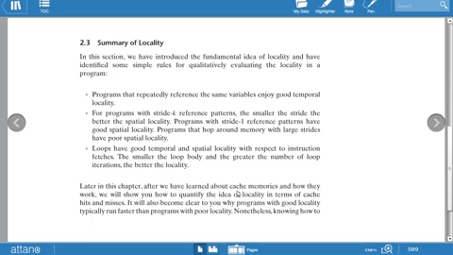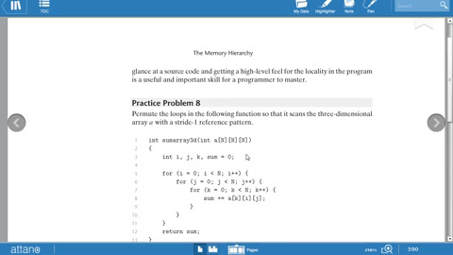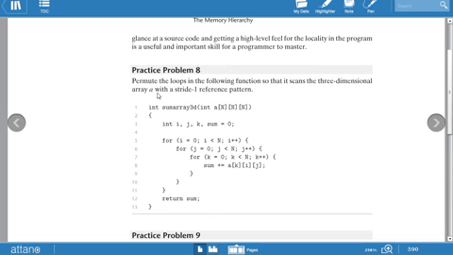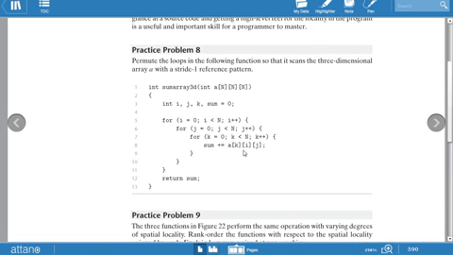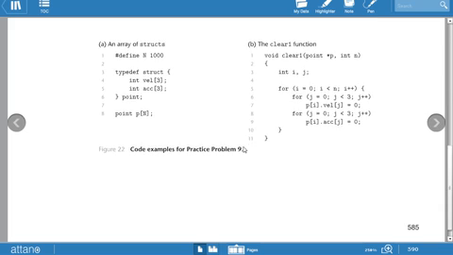Later in this chapter, we will learn about cache memories and how they work. This is a practice example. Permute the loops in the following function so that it scans the 3-dimensional array A with a stride 1 reference pattern. This is another example.